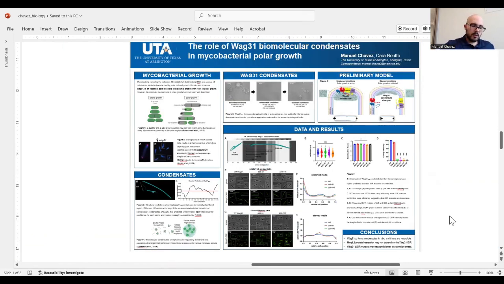Overall, hopefully I've been able to show you through this work that WAG31 forms very distinct condensates, that these condensates have a role in polar growth in mycobacteria, and that they are perhaps very sensitive to or involved in the regulation of how bacteria respond to environmental signals. More broadly, this work will give us insights into how bacteria respond to environmental signals, including potential treatments or insights into how antibiotics work on actively growing bacteria.